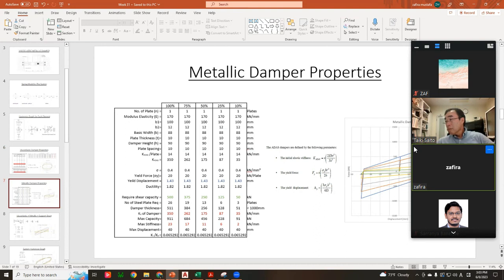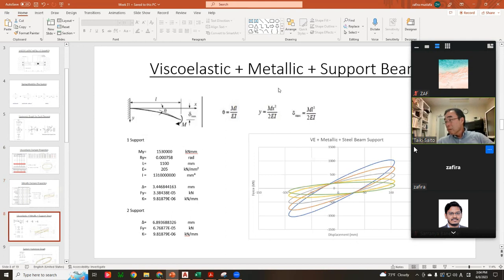And this is the hysteresis curve by Denis Cherkov. And I put 500 for 100%. So when the viscoelastic deforms more than 400, the metallic temper will deform at the second stiffness at 500 kilonewton. And this is the viscoelastic damper with the support beam.